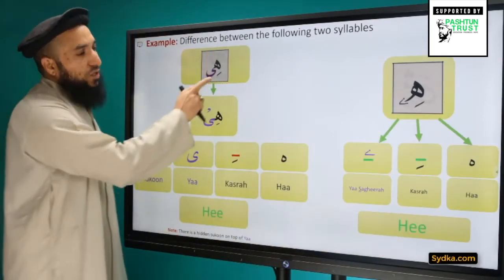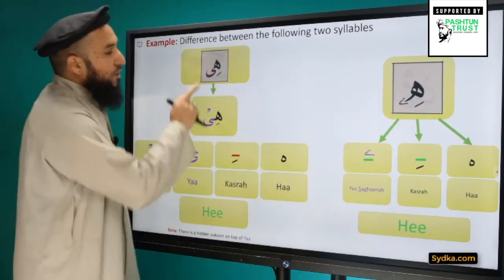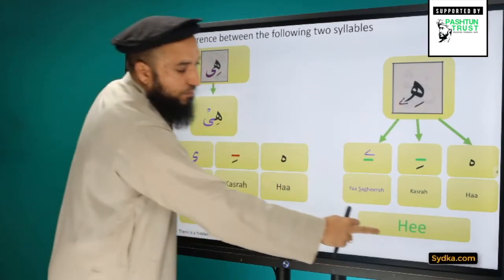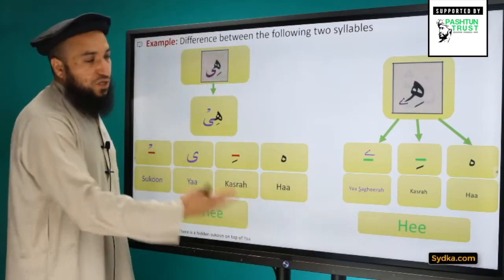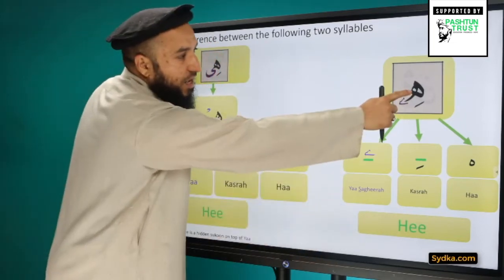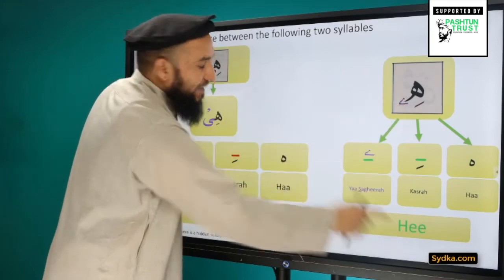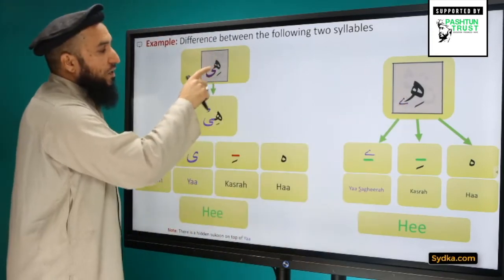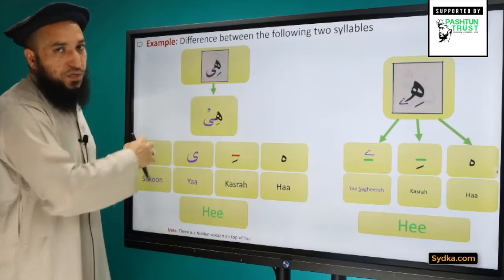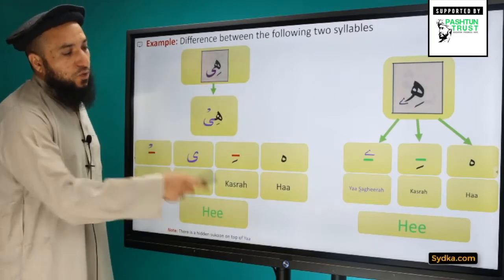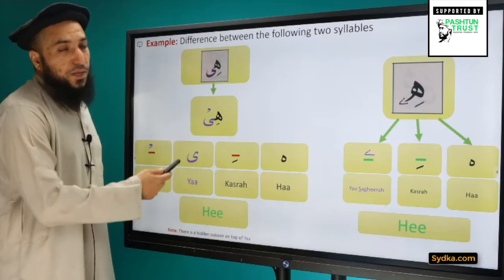Next we have this structure and this structure. The only difference they have is the written form, but the sounds, the pronunciation is the same, and the prolongation is the same as well. This is ha kasra ya saghira hee, and this one is ha kasra ya sukoon hee. So the writing is different and the pronunciation is the same, and the rules applied to them will be the same as well.